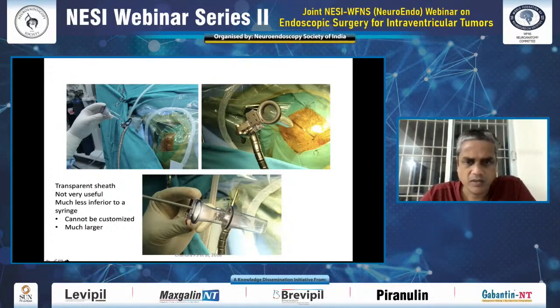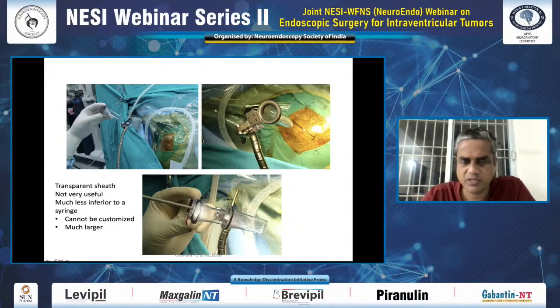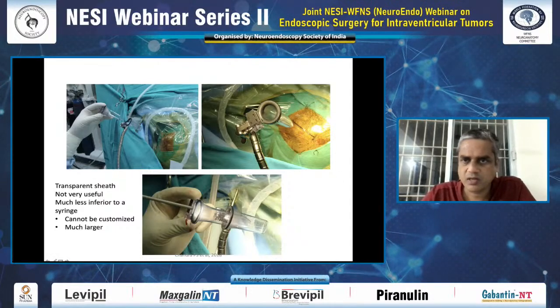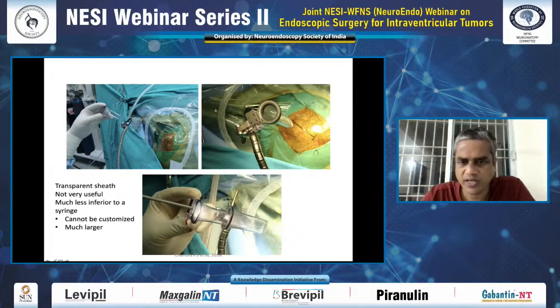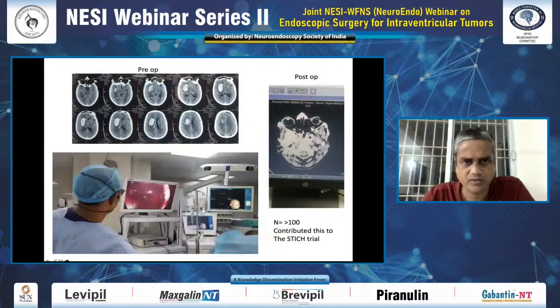So summarizing, I tried using these commercially available translucent retractors, but they were of no use, fundamentally because they were quite thick, and one could not customize the length of the retractors.